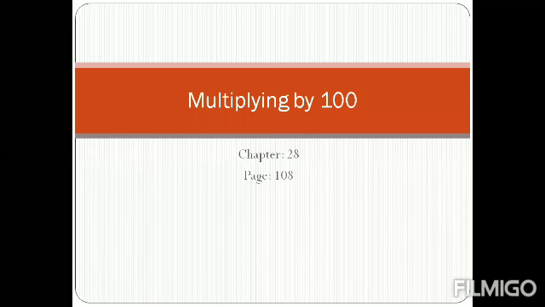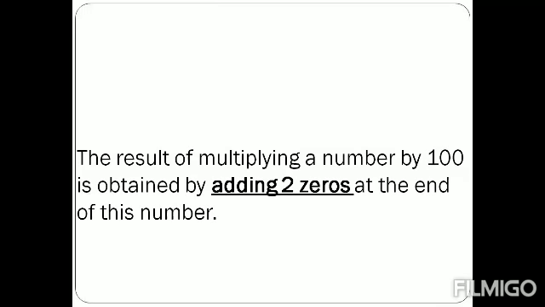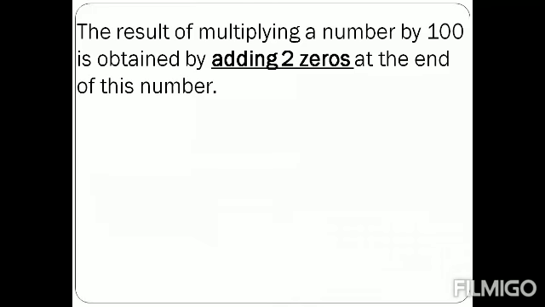Today we will continue our lesson, multiplying by 100, chapter 28, page 108. The result of multiplying a number by 100 is obtained by adding two zeros at the end of this number. So when we multiply any number by 100, the number will be the same, but we add two zeros at the end to it. For example, 4 times 100 is equal to 400.